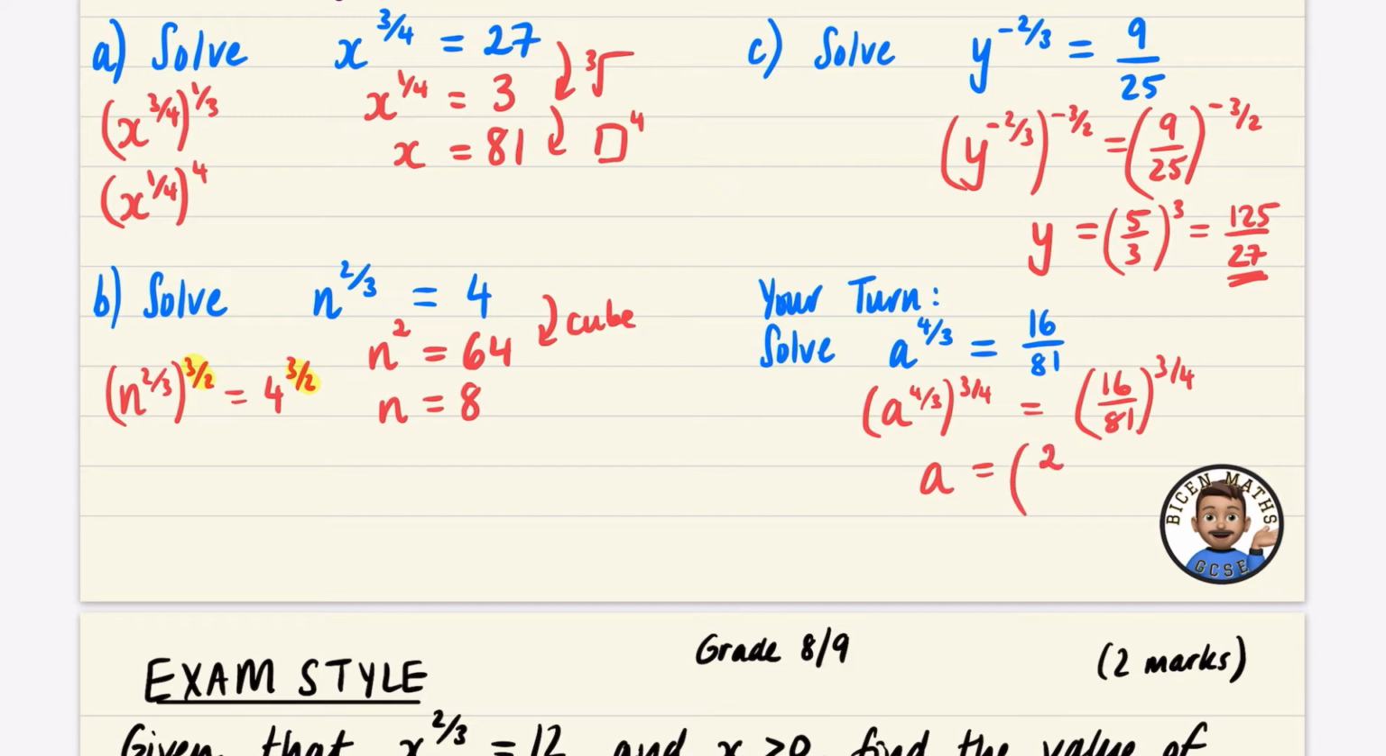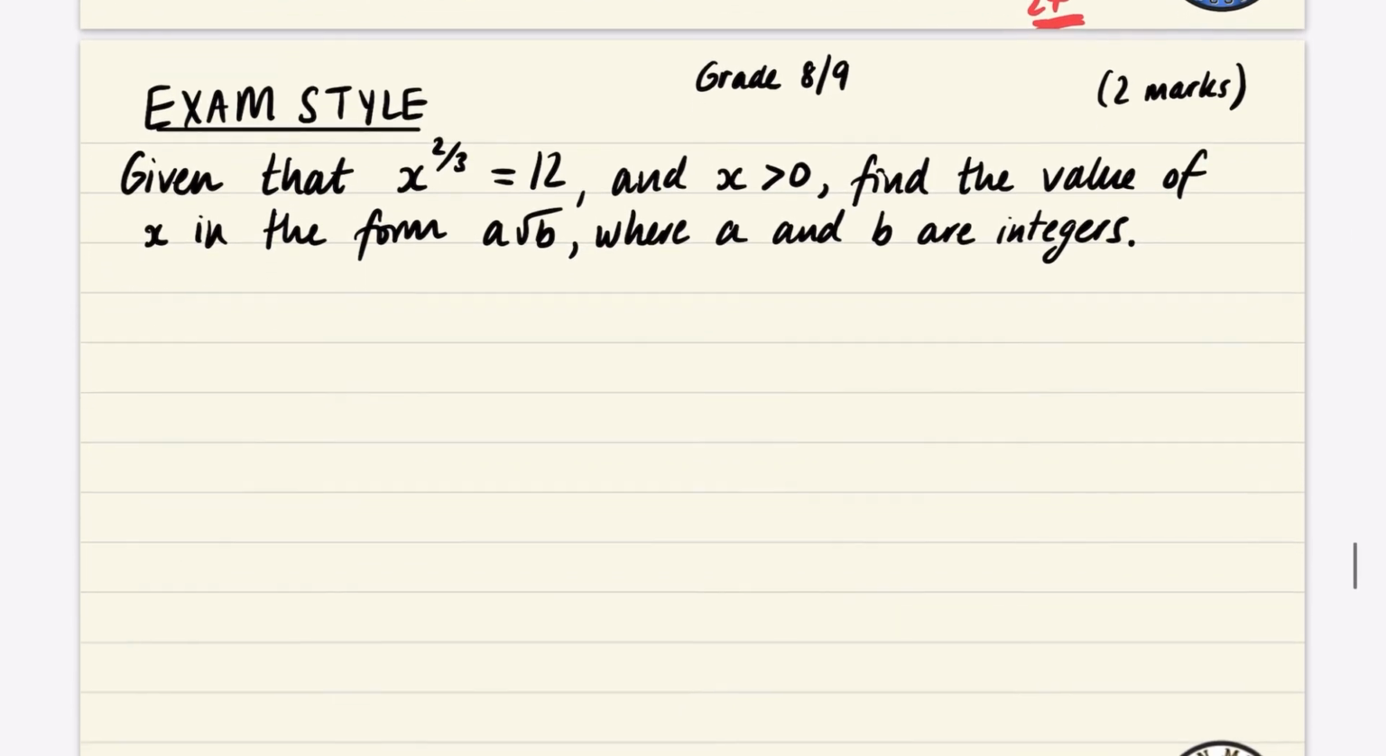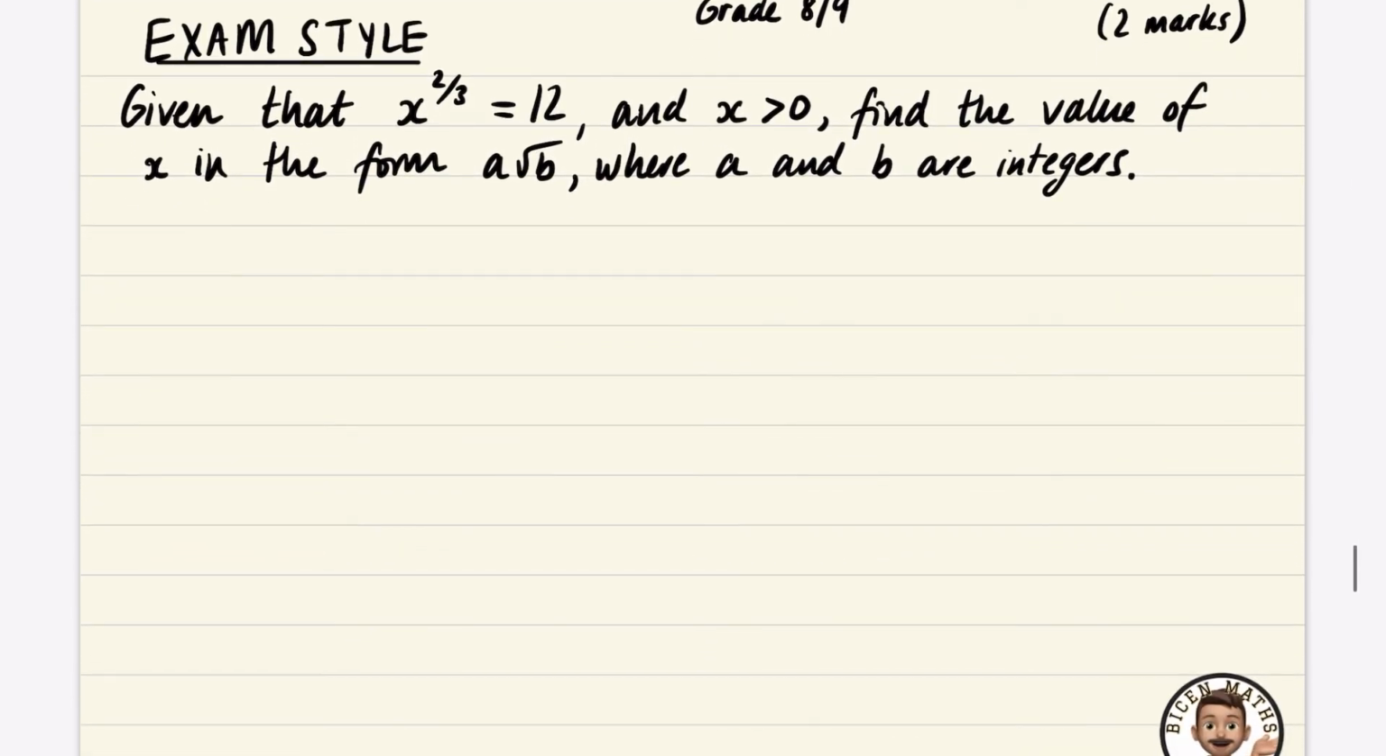The 4th root will be 2 and 3, and then I'm going to cube it, which will be 8 and 27. So hopefully you got the answer, 8 over 27. Now this is what I would call probably like a grade 8 or 9 question, because I think it's quite tricky. It's only worth 2 marks though, so they're quite harsh with marks towards the end of the exam.